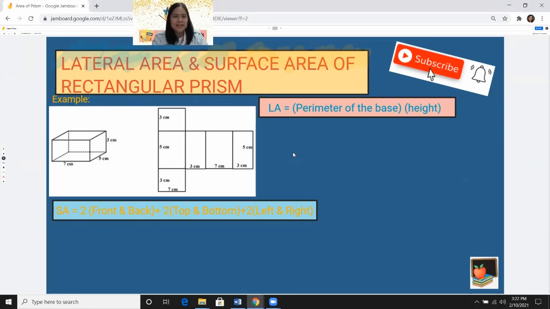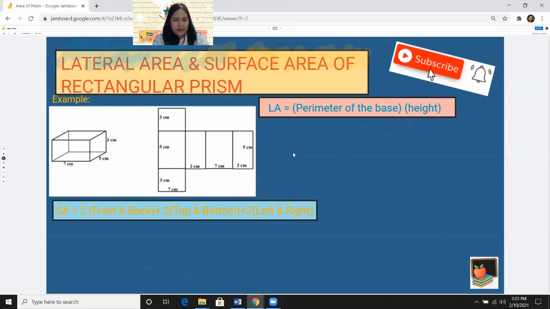So for the given example on the screen, we can visualize that we're going to find the lateral area and the surface area of the given rectangular prism. The rectangular prism, by the way, is a solid, three-dimensional figure, and it has given dimensions of 7 centimeters by 5 centimeters by 3 centimeters. That is the width, the length, and the height. So let us start first with the lateral area.